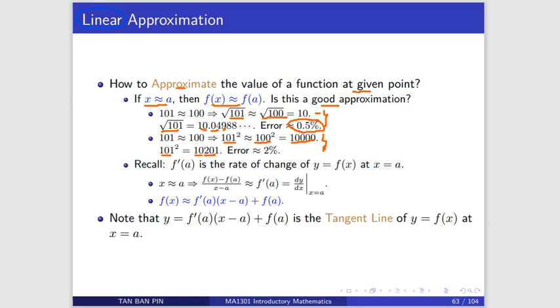And we are going to look at f prime a, how to use f prime a, and then how to use the tangent line to approximate a function y equals f(x) at x equal to a. In the beginning of the chapter, I mentioned f prime a is the rate of change of the function y equals f(x) at x equal to a.